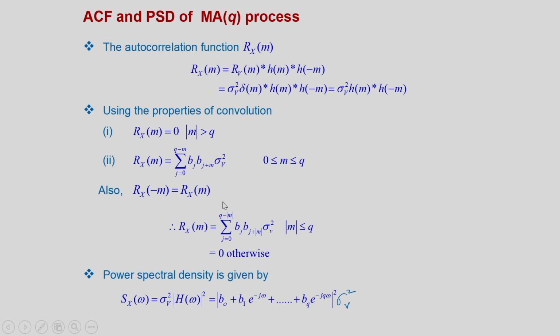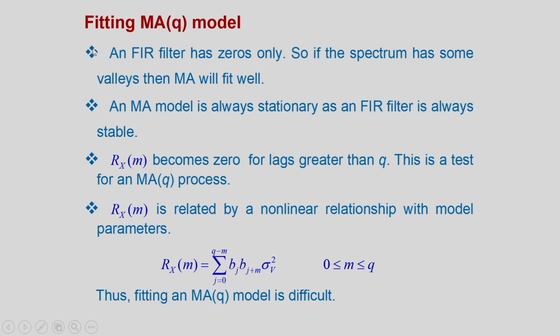So, we got the autocorrelation function given by this expression and power spectral density given by this expression. Now, how do I fit an MA(q) model? An FIR filter has zeros only. So, if the spectrum has some valleys, then MA will fit well, because if we consider an FIR filter, it will have zeros and those zeros will give rise to valleys in the spectrum. I will show an example later on.